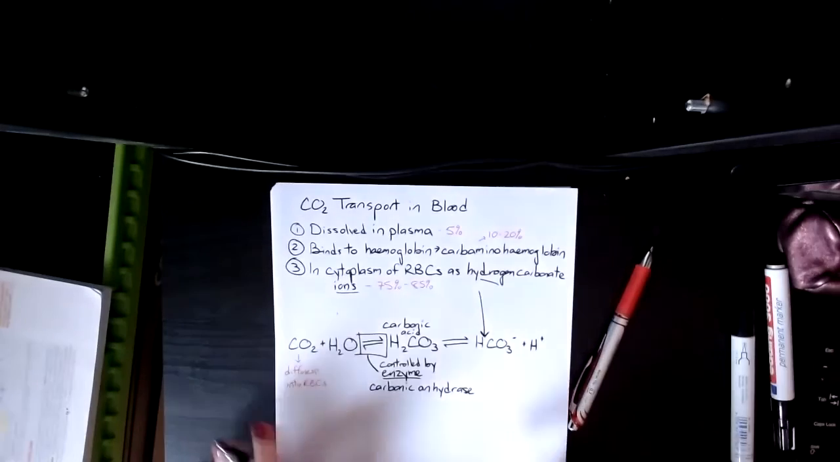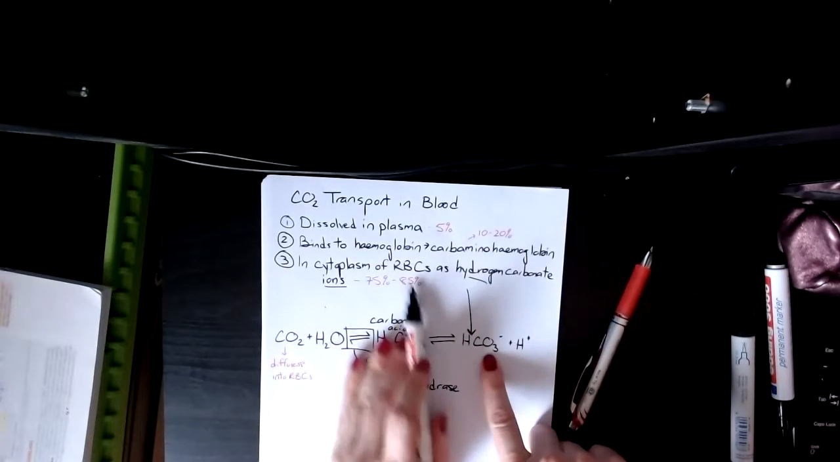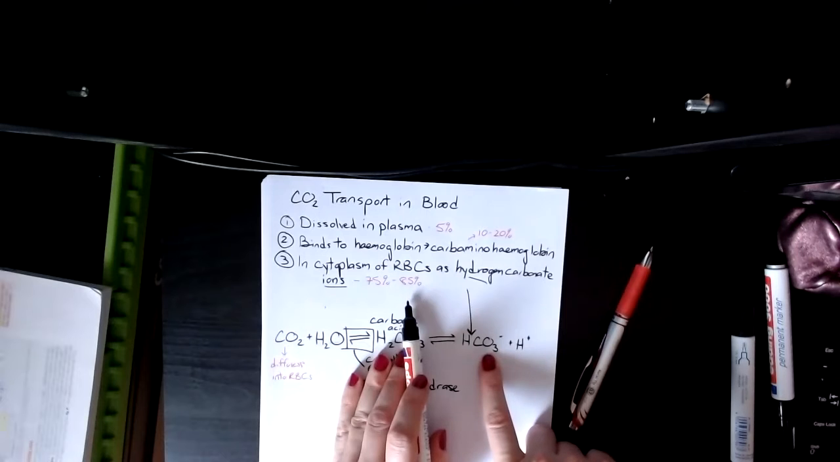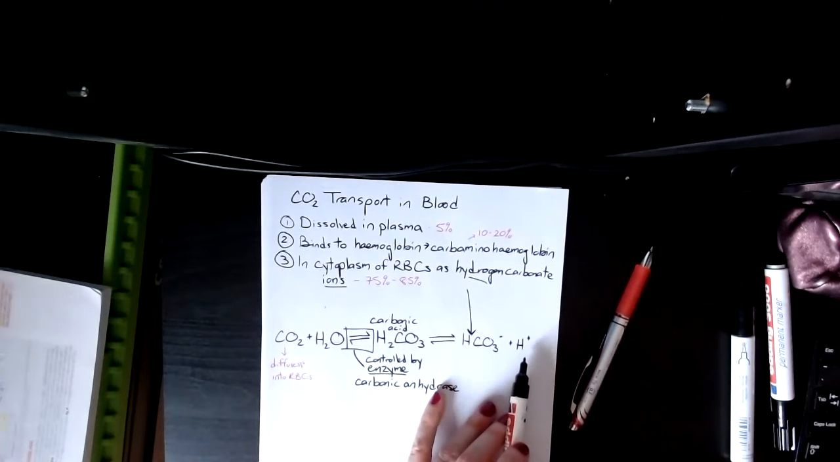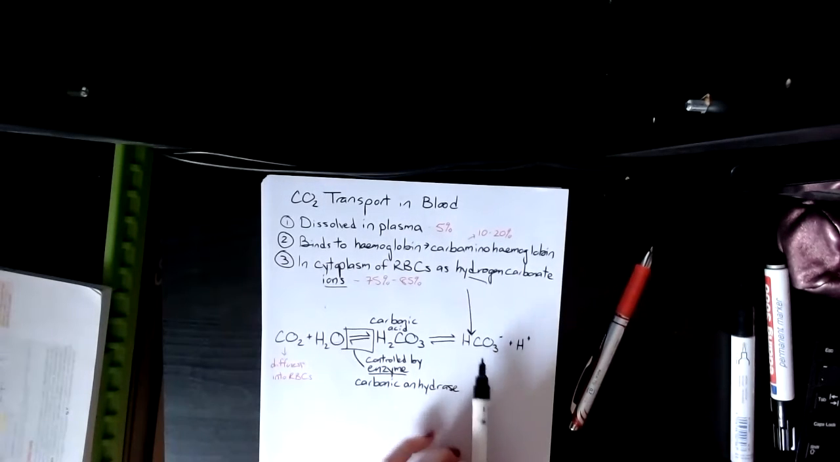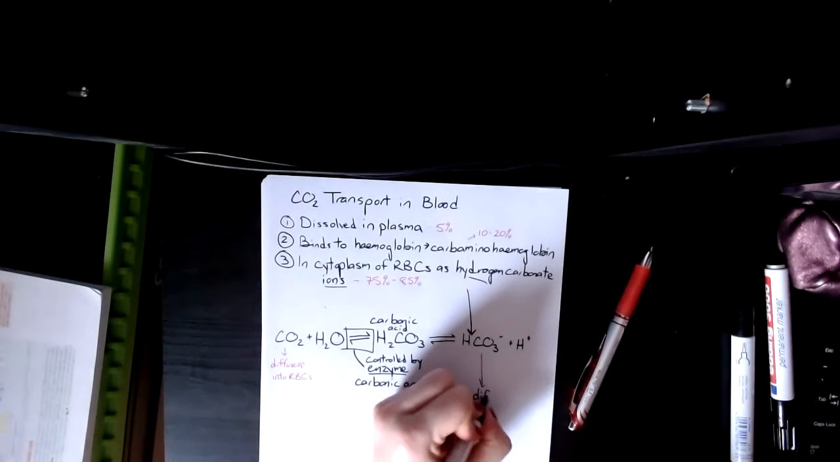What you end up with are these hydrogen carbonate ions, and remember, that's how the vast majority of carbon dioxide is carried in the blood, plus these hydrogen ions. These hydrogen carbonate ions then diffuse out of the red blood cell.